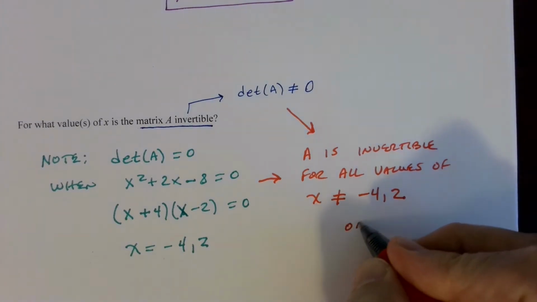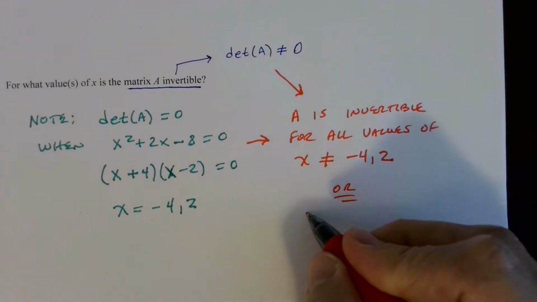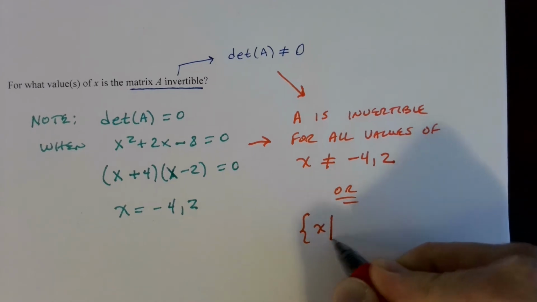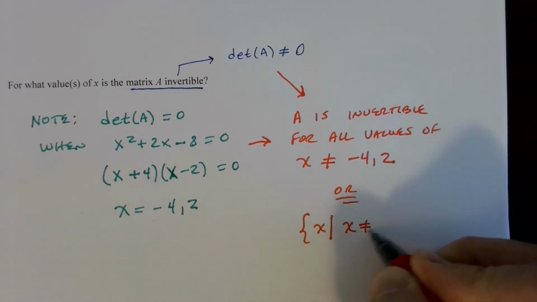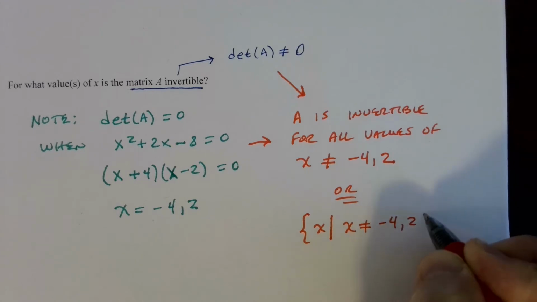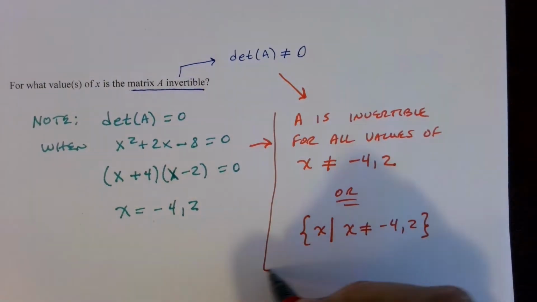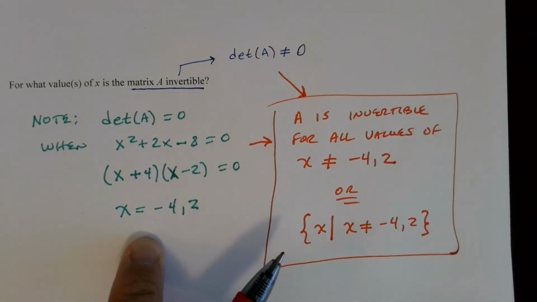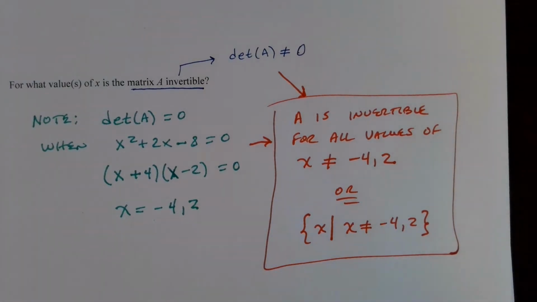Or if you want to use set notation, you can say the set of all x, vertical bar meaning such that, x is not equal to negative 4 or 2. Be careful, as invertible means anything except negative 4 and 2. If I said when is it singular, the answer would just be x is negative 4 and 2, because when it's singular, the determinant is going to be 0.